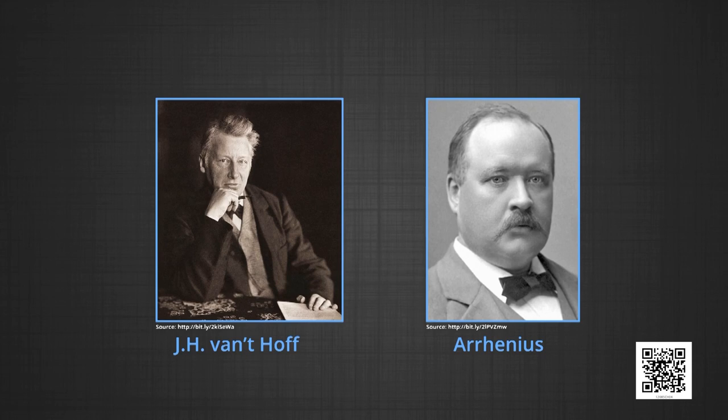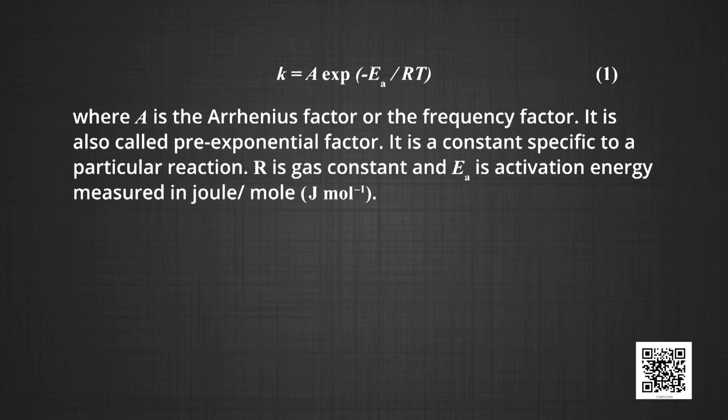It was first proposed by the Dutch chemist J. H. van 't Hoff, but the Swedish chemist Arrhenius provided its physical justification and interpretation. The equation is k equals A e raised to the power minus Ea upon RT, where A is the Arrhenius factor or the frequency factor. It is also called the pre-exponential factor. It is a constant specific to a particular reaction. R is the gas constant and Ea is the activation energy, measured in joules per mole.